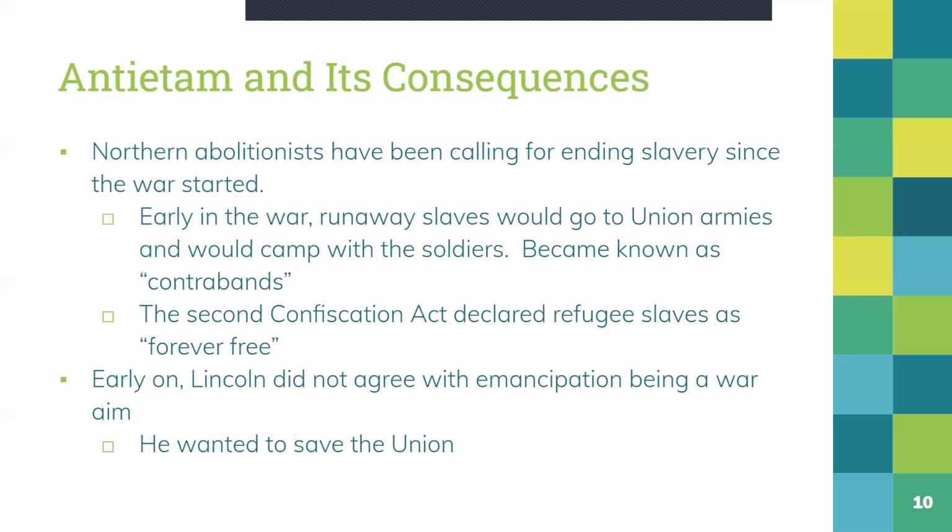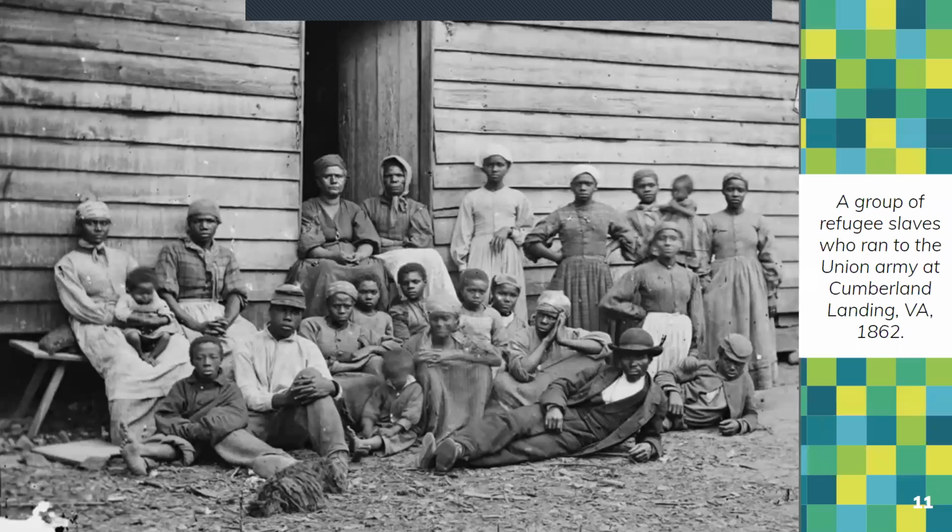Now, early on, Lincoln did not agree with emancipation as a war aim. He believed that saving the Union was the primary goal of the war. Here's a group of refugee slaves who would run to the Union Army at Cumberland Landing. Eventually, they would be freed.